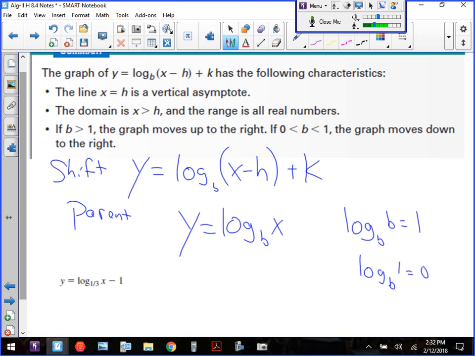There are only 2 directions that logarithm graphs can go, up and right, down and right. And it all depends upon the b value. If your b value is greater than 1, the graph moves up and right. If it is fractional, between 0 and 1, it moves down and right. Domain values, remember those are your possible values of x, will always be larger than whatever your h is. Your h value is always encapsulated in the parentheses, just like it has been for every other h and k problem we've had. And also you have a vertical asymptote at whatever the h value is.